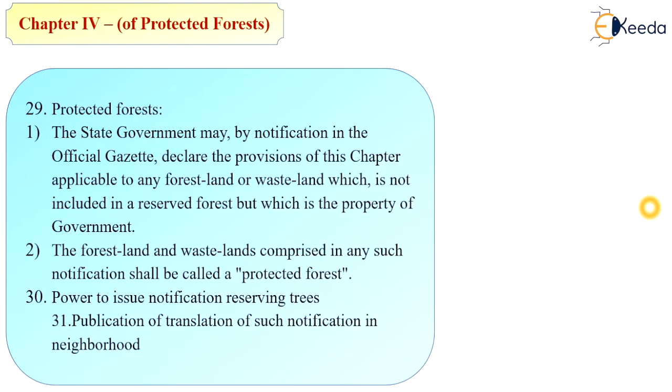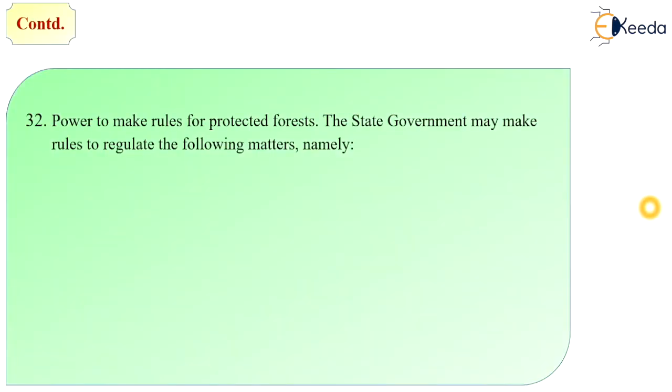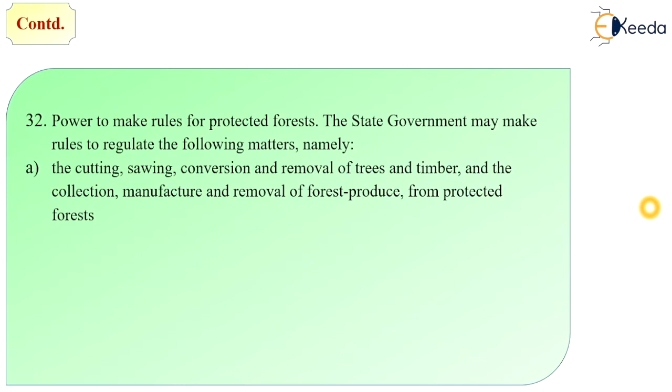Power to issue the notification reserving trees. Publication of translation of such notification in neighborhoods. Power to make rules for protected forest. The state government may make rules to regulate the following matters, namely the cutting, sawing, conversion and removal of trees and timber and the collection, manufacture and removal of forest produce from protected forest.